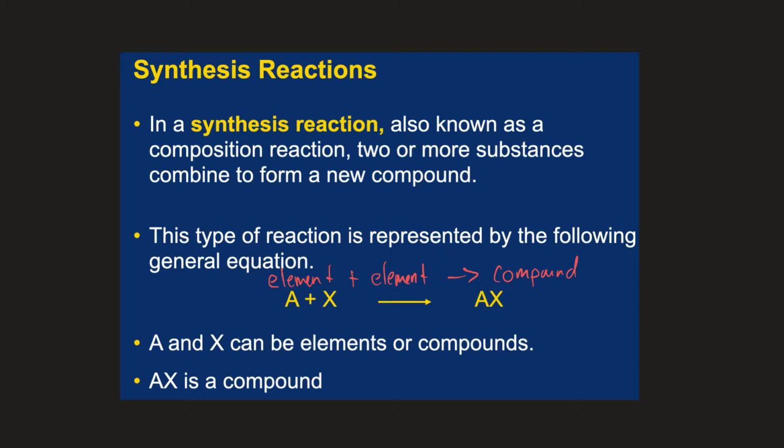Now, we've been looking at these already, but we haven't called them chemical reactions, and we certainly haven't called them synthesis reactions. When we've taken a metal plus a non-metal, we have called that an ionic compound. And so we've been doing synthesis reactions all along, just not really calling them that.